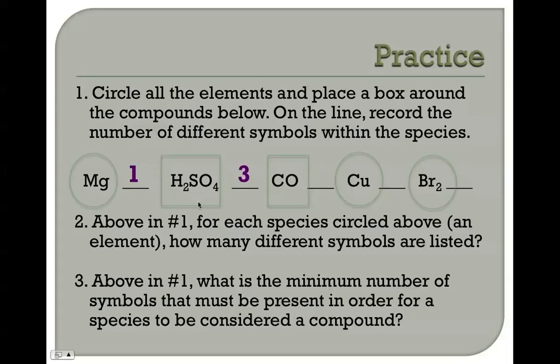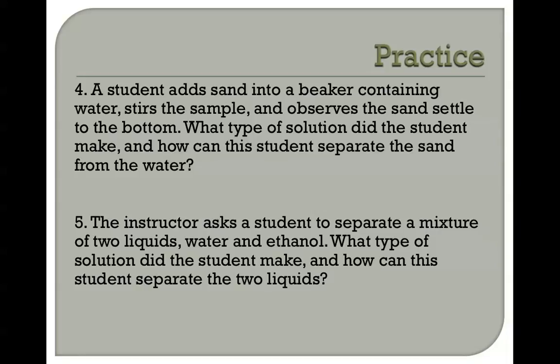So in our first compound, we have 3: H, S, and O. The second one, we have 2. And then the last ones, which are elements, only have one chemical symbol listed. Even the diatomic element, while there's 2, those symbols would be the same. What is the minimum number? How many different symbols are listed above for the ones that are circled? That would be 1. So all the elements have 1 listed. What's the minimum number of symbols that must be present in order for a species to be considered a compound? At least 2.